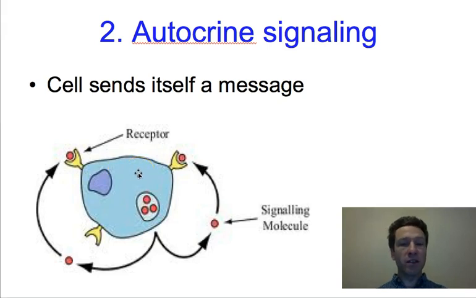This is an inefficient way of doing things, but signaling like this can evolve from paracrine signaling. You can imagine that initially this signal might have been sent to neighboring cells, but then something changed and it became useful for this cell to receive its own signal, and so signaling to itself developed as a mechanism. So that is autocrine signaling.